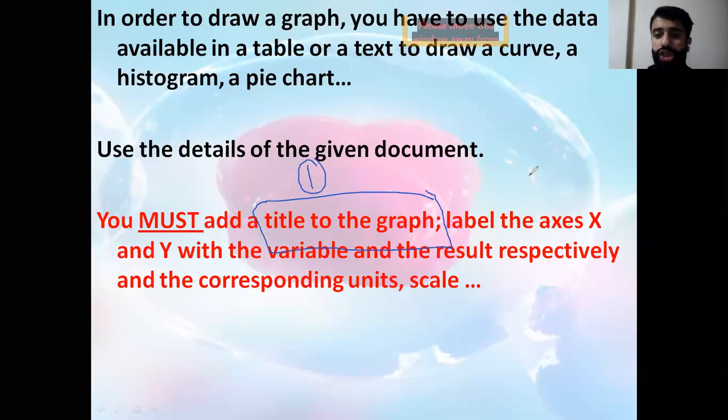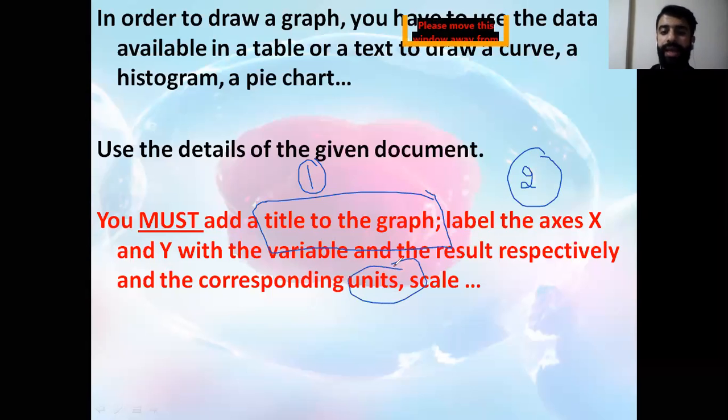Next, number 2, we have to label the axes, the x-axis and the y-axis. The x-axis with the variable and the y-axis with the result. And we have to put the units and we have to put the scale. So number 2, label the axis. Number 3, we have the units, and number 4, the scale. What is the meaning of x-axis and what is the meaning of y-axis? This is the first step to draw the graph.